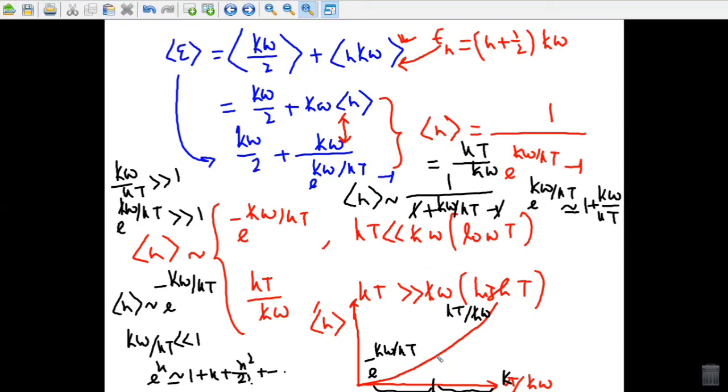So this is a typical behavior of the graph. In the low temperature limit, the exponential function dominates, and in the high temperature limit, this T becomes dominant. So as kT increases, this increases almost linearly.